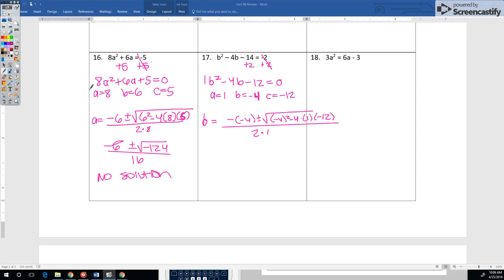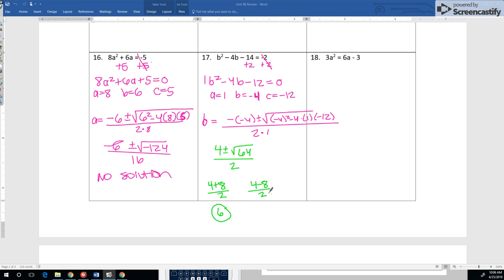So negative 4 becomes a positive 4. 64, 2 times 1 is 2. Square root of 64 is 8. So I have 4 plus 8 divided by 2 and 4 minus 8 divided by 2. 4 plus 8 is 12 divided by 2 is 6. And 4 minus 8 is negative 4 divided by 2 is negative 2.